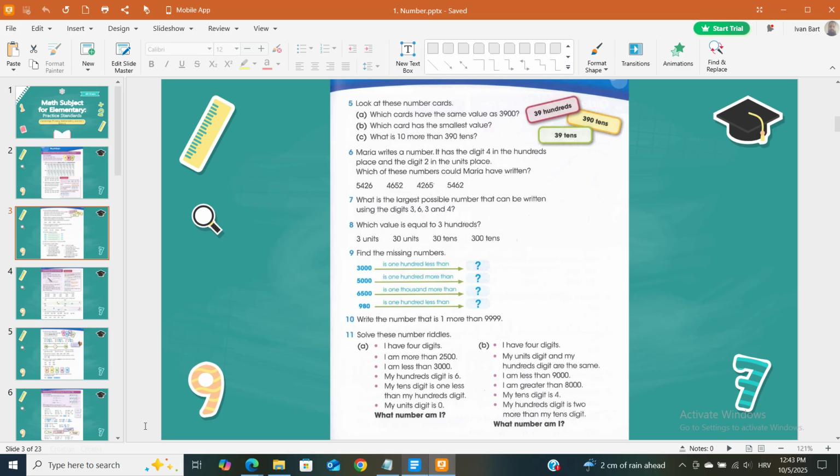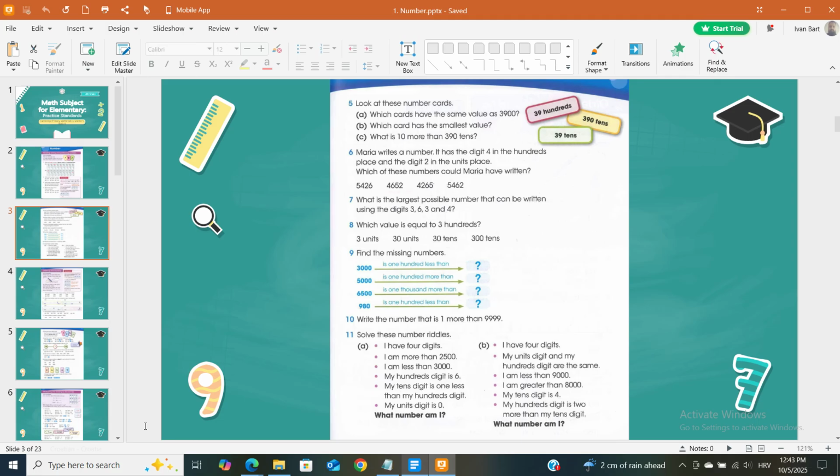5. Look at these number cards. (a) Which cards have the same value as 3900? (b) Which card has the smallest value? (c) What is 10 more than 390 tens?